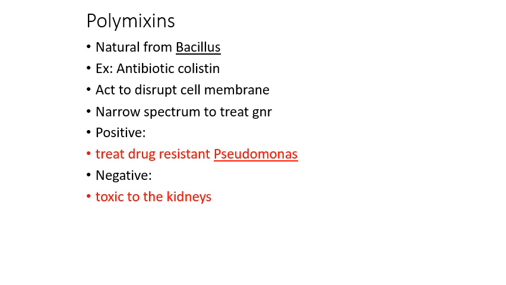Right, and polymyxin is a natural antibiotic. They're actually derived from bacteria in the genus Bacillus. Colistin is an example of this one, and they disrupt the cell membrane. They're going to be pretty narrow spectrum and again, usually only effective on gram-negative rods. One benefit of this is that it can treat some drug-resistant strains of Pseudomonas. The negative is that they tend to be toxic to the kidneys.